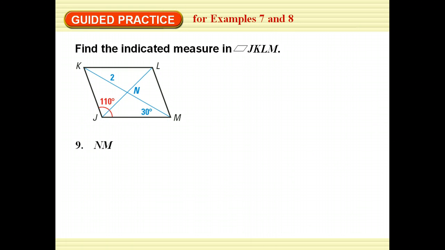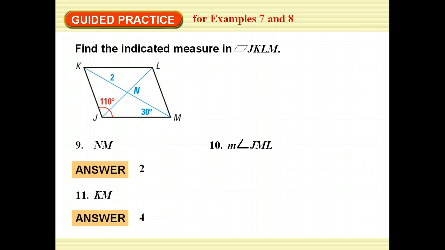So guided practice here, let's look at how we do these. It wants us to find the length of NM. Well, we can see that KN is 2, and since those diagonals bisect, that means NM is 2. It wants us to find KM. Well, that's the entire one. If both parts are 2, then that makes the entire length 4.